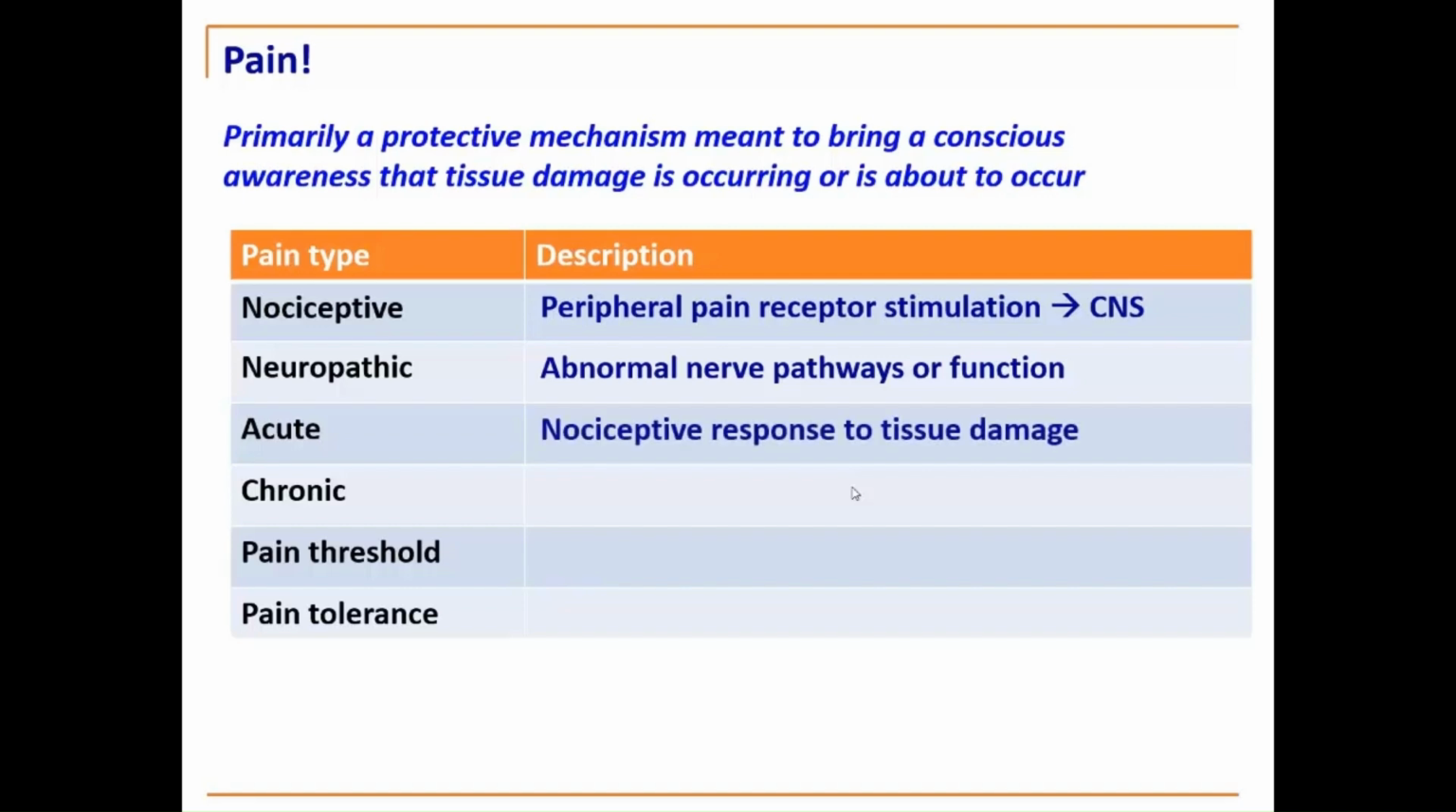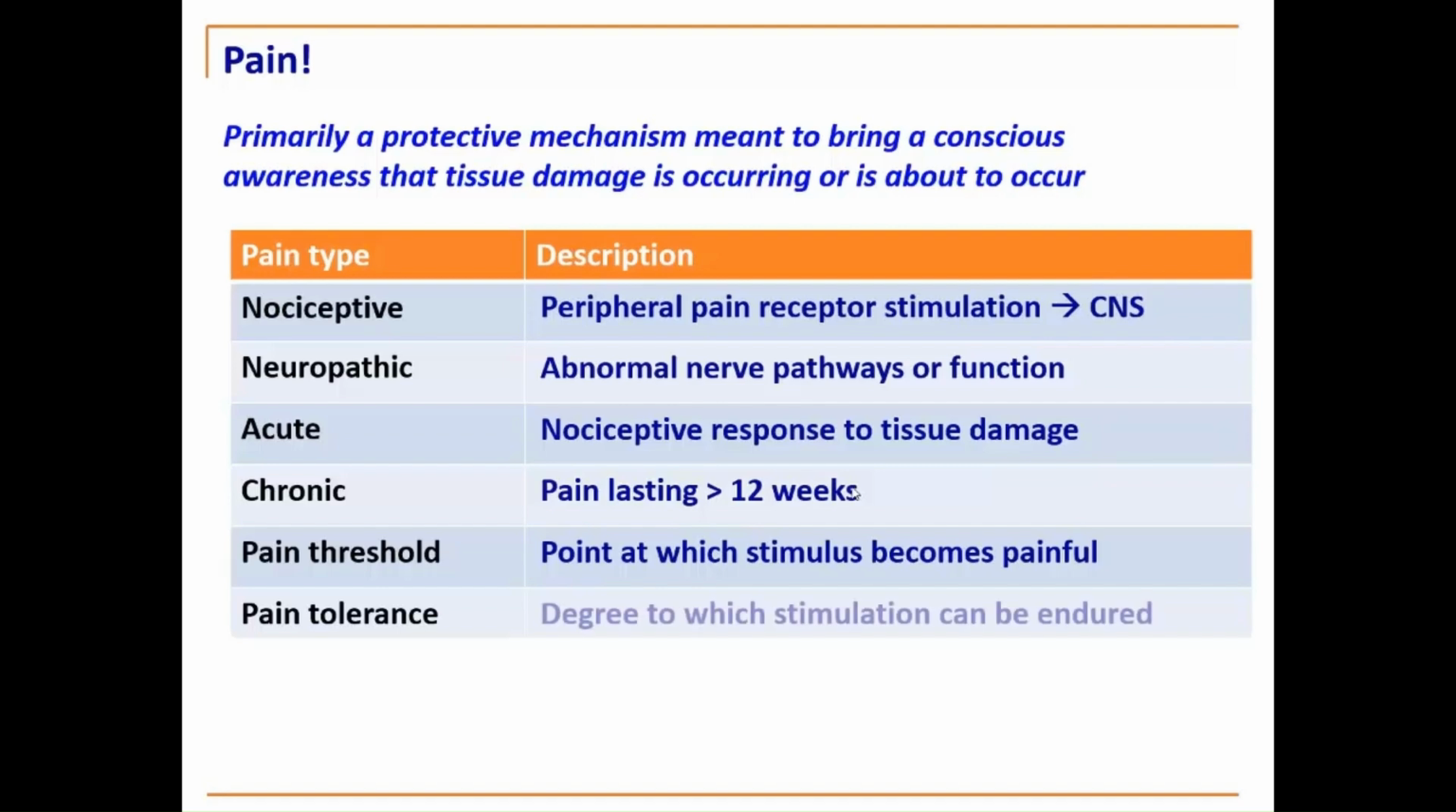Acute pain is obviously the nociceptive response to tissue damage in the acute phase. And chronic pain is obviously pain that lasts over an extended period, generally more than 12 weeks. Pain threshold is the point at which stimulus becomes painful. And everyone has a different pain threshold for the same stimulus. And pain tolerance is the degree to which stimulation can be endured.